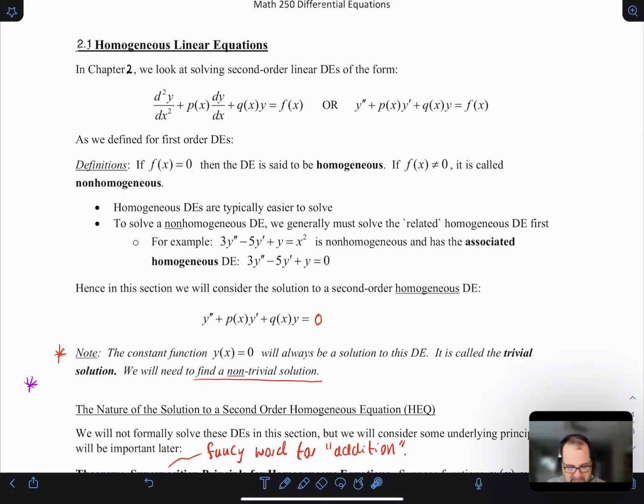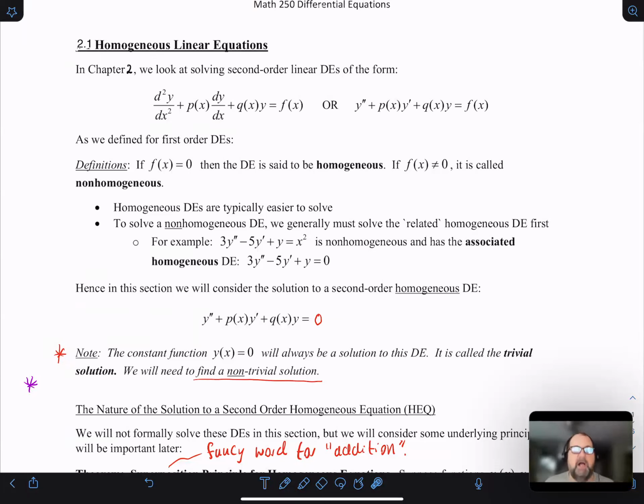I've also kind of adopted my own notation here. For a homogeneous differential equation, I can write HEQ for short, and for a non-homogeneous, I write NHEQ for short. So we'll probably see that in the course, but that's probably my own personal notation.